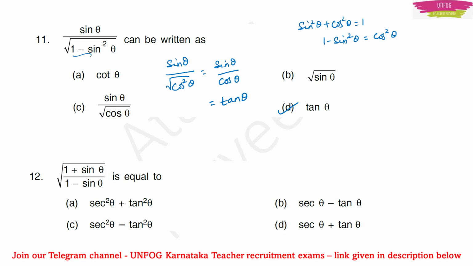But then you should know that 1 minus sin square theta is equal to cos square theta. Very, very simple identity, but a very, very important identity. Okay.